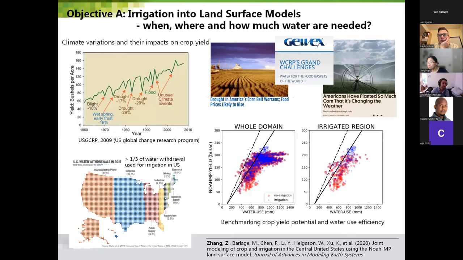So we know that climate variability has a significant impact on crop production. I put a figure here on the top left. That is an example showing the annual average corn yield in the US since 1960. You can see that there's an upward trend with some significant decreases in several years, highlighted with drought.